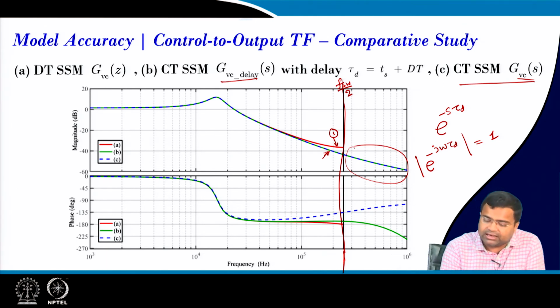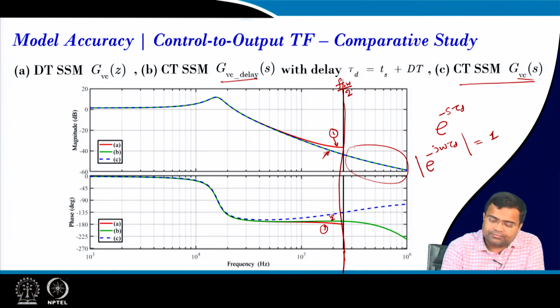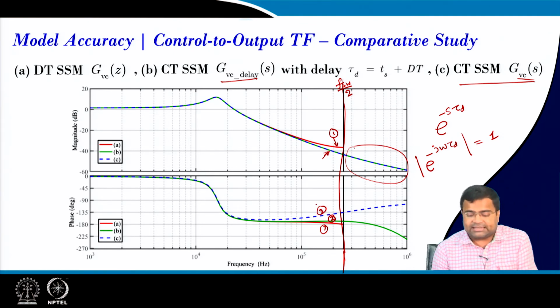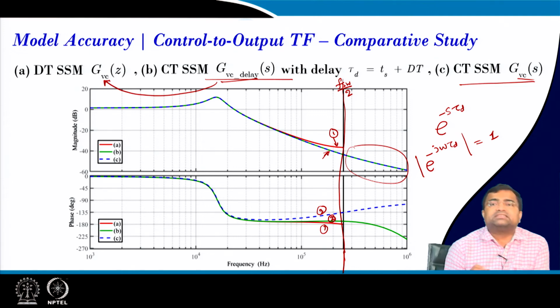Without delay the phase is higher, whereas due to this delay it is lower. The red one is the exact discrete time small signal model, derived from the discrete time large signal model, the second is the continuous time model with delay, and the third is the continuous time model without delay. So, in terms of phase response, the continuous time model with delay more or less captures the discrete time model.